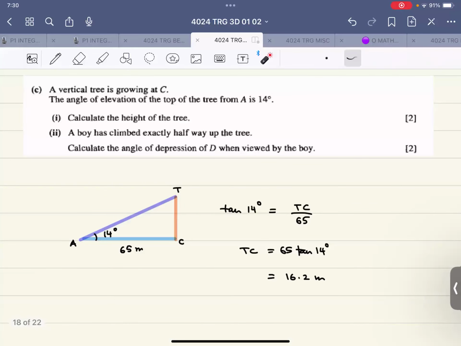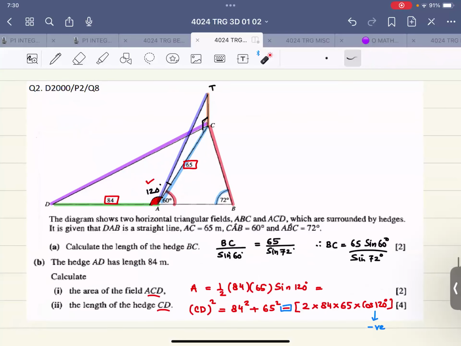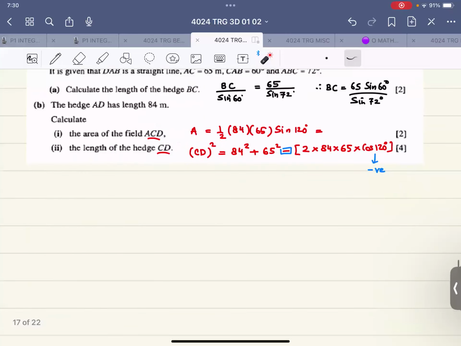It says a boy has climbed exactly halfway up the tree. Calculate the angle of depression of D when viewed by the boy. Angle of depression of D. Where is D? It's over here. So now we have the purple base. We have half the orange tree. And then this is the triangle that we are making. So we have DC, we have half the way.